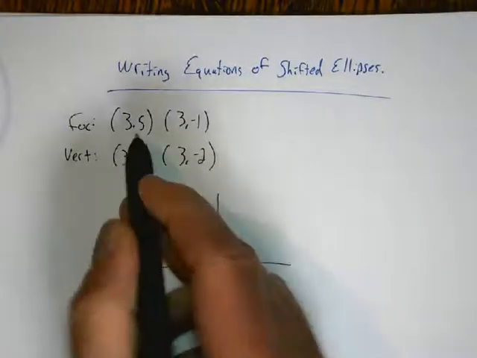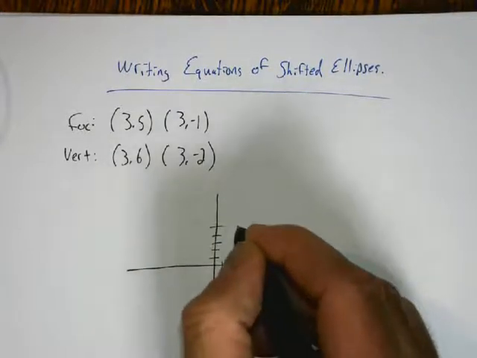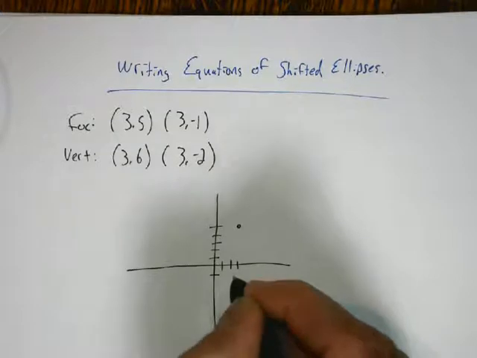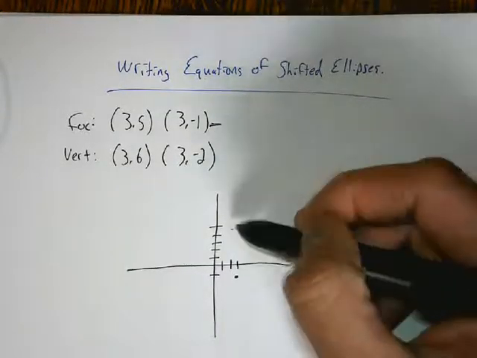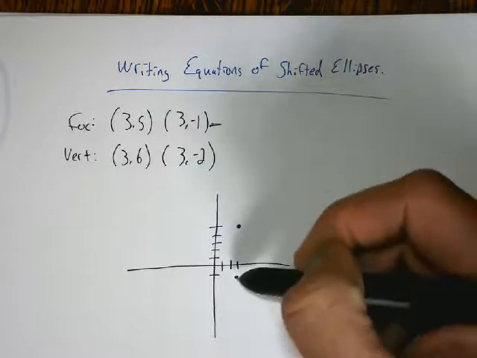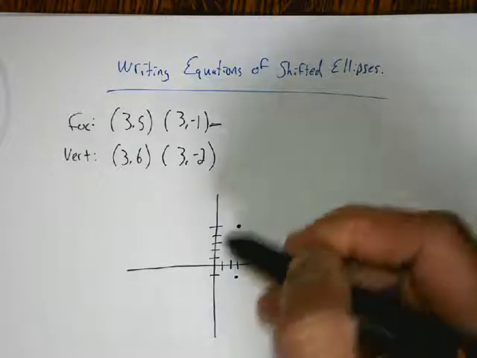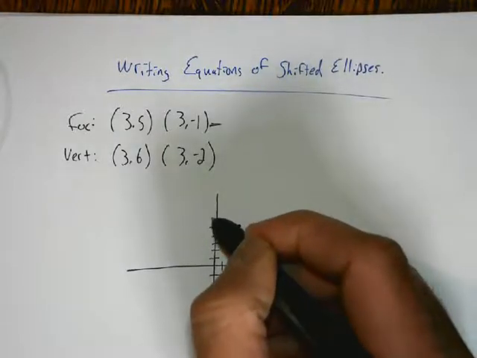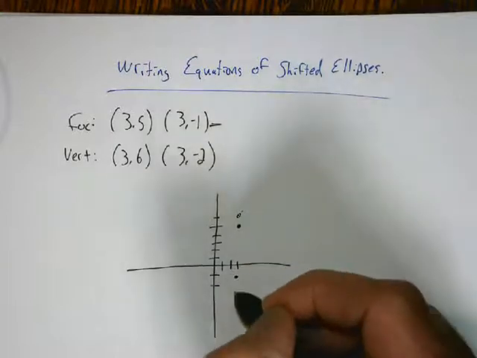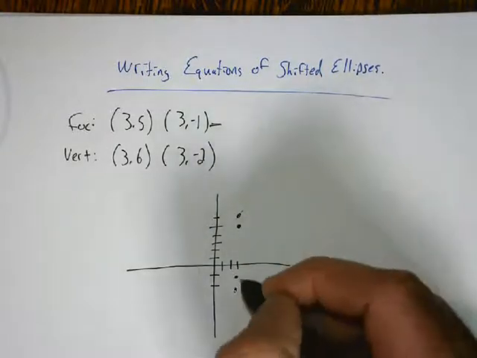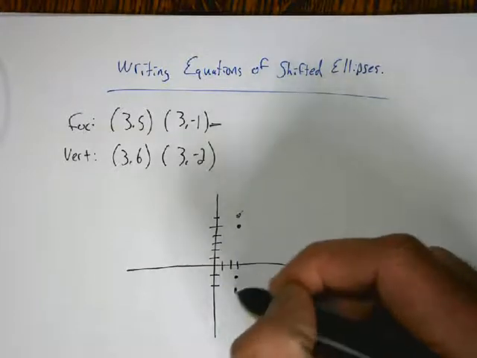3, 5. And then 3, -1. So right off the bat, you'll notice that the foci are vertical. That tells you it's going to be stretched vertically. Okay. Also, your vertex is at 3, 6 and 3, -2. So we know that it's going to loop around like that.